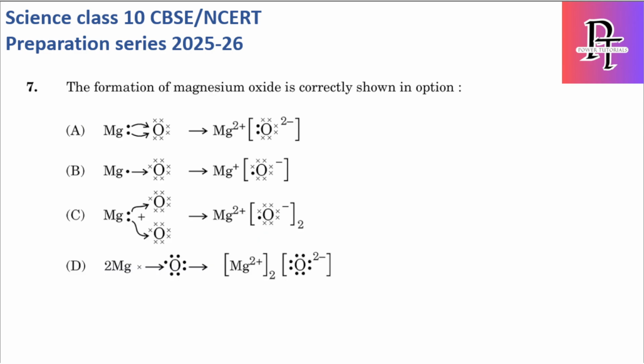Okay. Let's see the 7th one. Magnesium and oxygen. Magnesium has valency 2, correct. Oxygen has atomic number 8. So these two will combine here. So magnesium is 2 plus, oxygen 2 minus. A is the right answer.